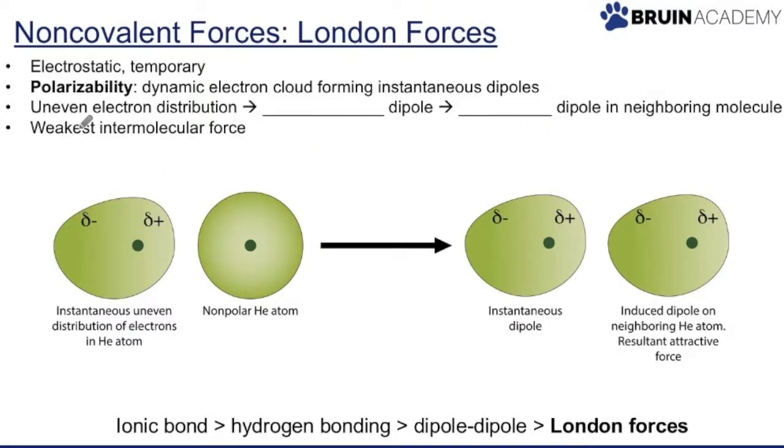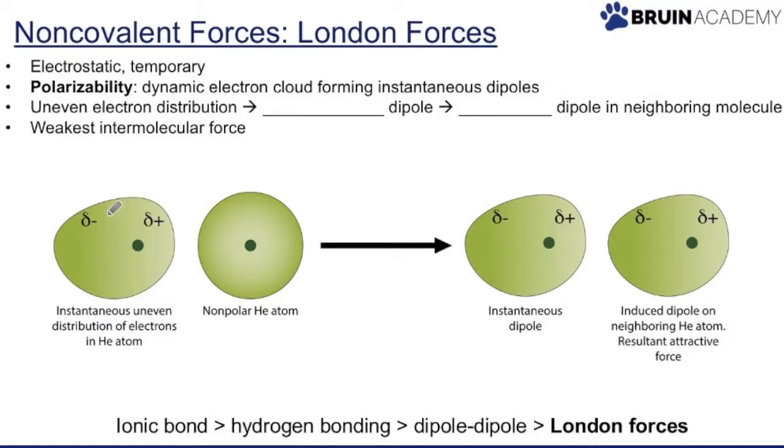And then the last type that we're going to really talk about today is London forces, and these are also electrostatic, meaning opposite charges are attracting, but unlike the others which were permanent, these are temporary, meaning that this force doesn't necessarily always exist, and you'll see why in a moment. And this actually has to do with the polarizability of the molecule. So polarizability refers to the movements of the electron cloud, and this kind of spontaneous movement forms these dipoles within the molecule. And so let's take a look at this drawing down here.